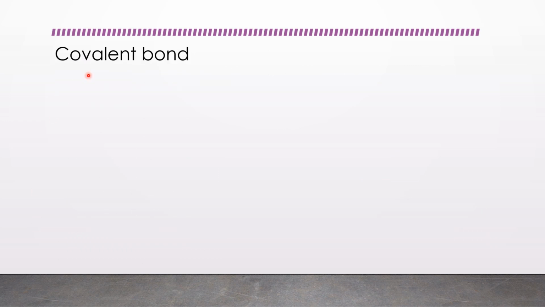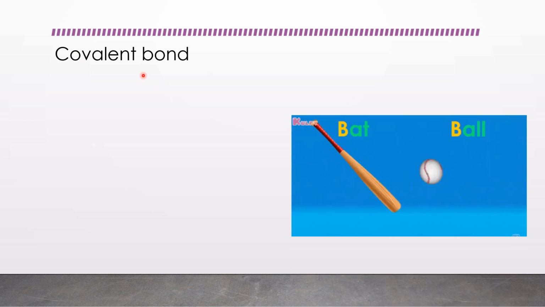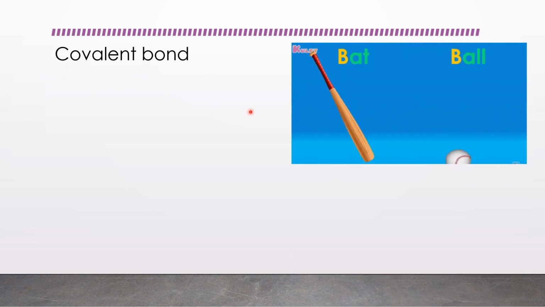Let's see what is covalent bond. Okay, this is the best example to illustrate the covalent bond. When we put the ball and bat separately, it will not be useful. We use both and we play. When the bat will not accept the ball or the ball will not accept the bat, it will not be useful. Okay, sharing is the important word in covalent bond. Sharing takes place.